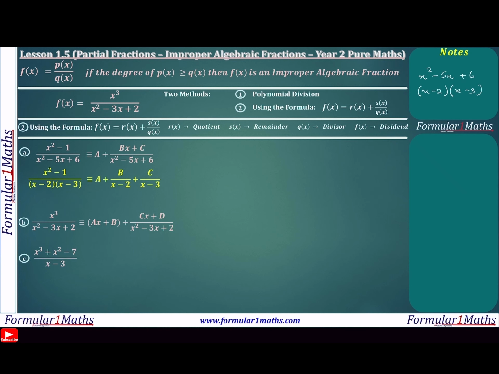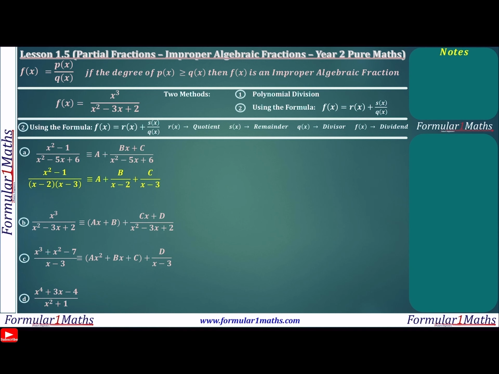The next one, we have x cubed plus x squared minus 7 over x minus 3. The degree of the numerator is 3. The degree of the denominator is 1. The difference is 2. So in this case, r of x will be quadratic because the degree of a quadratic is 2, corresponding to the difference between the degrees. And here, the denominator is linear. So q of x in this case will be x minus 3. That means s of x will be a constant. So we have a quadratic term plus a constant over a linear denominator.